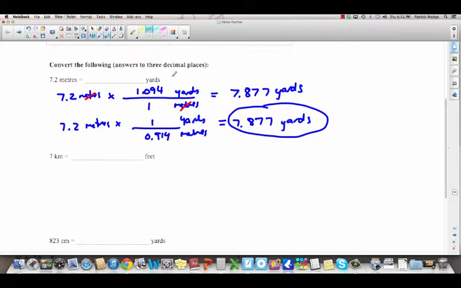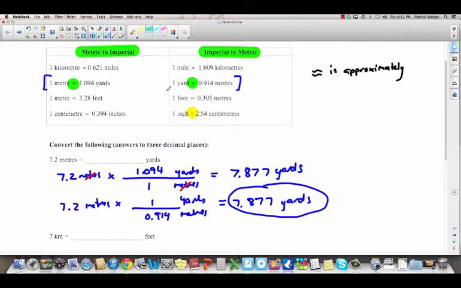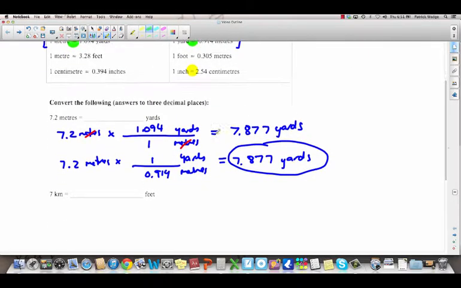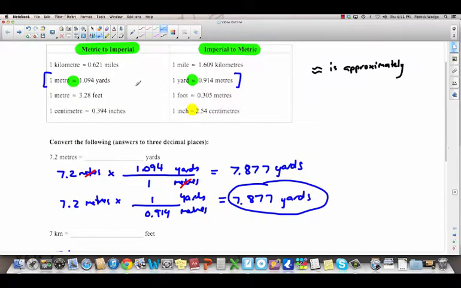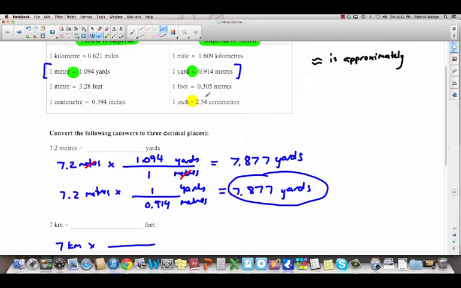Okay, let's keep going. 7 kilometers, and we're going to switch it to feet. I'm not going to do it twice. I'm just going to do it once. So I'm not sure which one I'll use. We'll take a look. 7 kilometers, I want to switch it to feet. So 7 kilometers times, now do I have a kilometers to feet? No, I don't have a kilometers to feet.